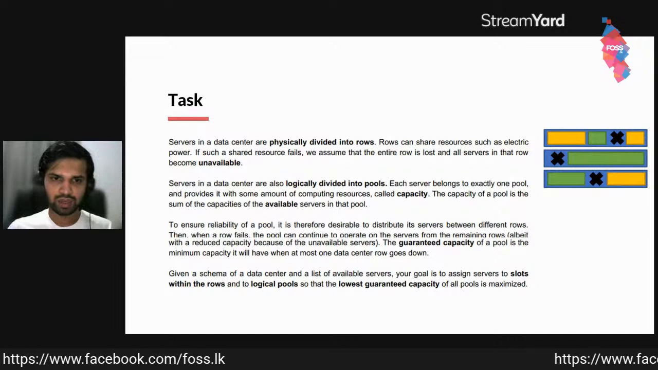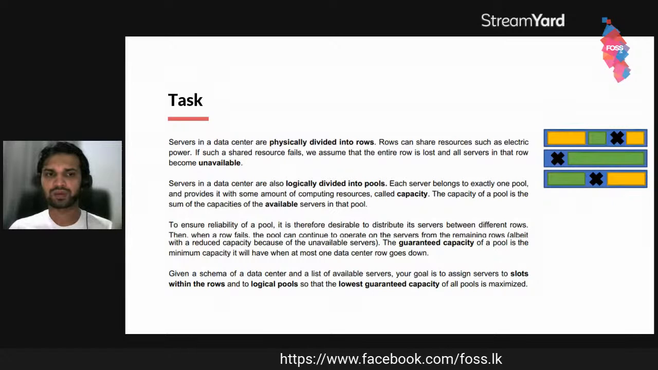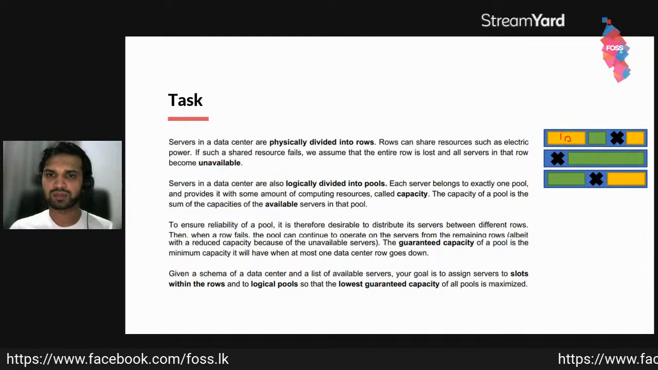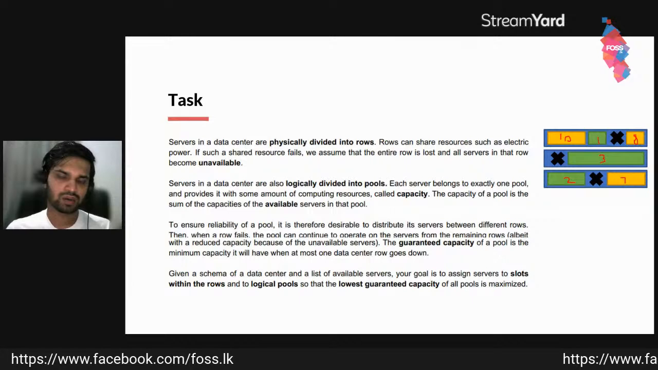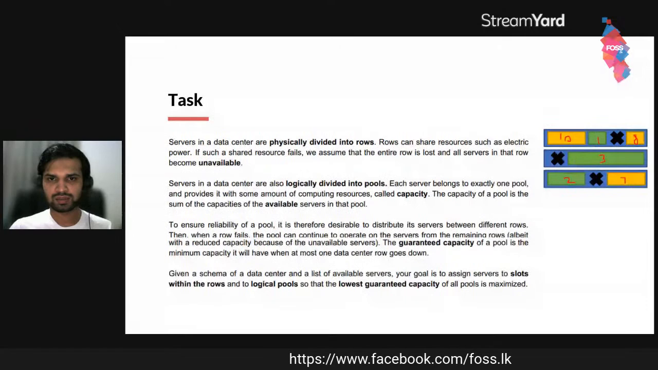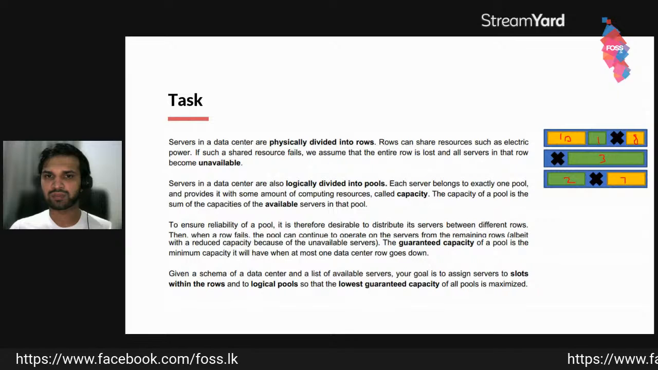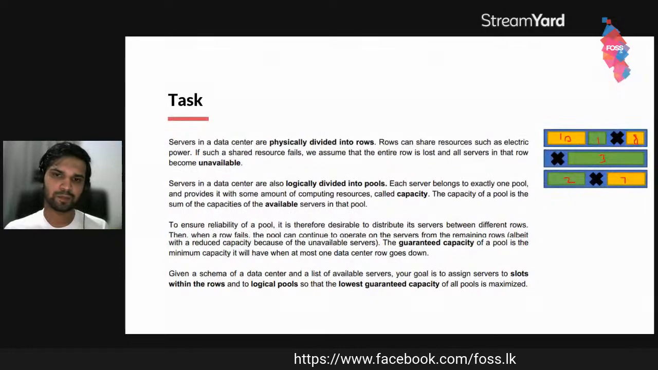And each server has a capacity. So this server might have a capacity like, I don't know, 10, and this might have 8, and this might have 7, this might have 3, 1, and 2. So what they're saying is there is a chance that a row might go off, like it might die, the complete row will go offline. In that case, the other servers, of course, they can function.